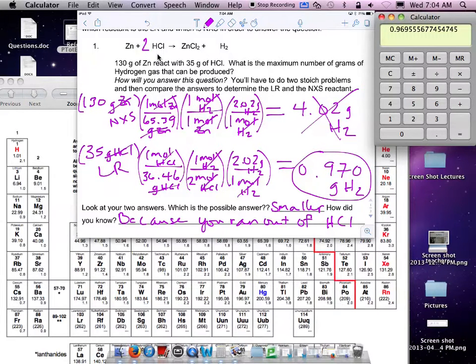So this is how you would solve your problem. So the answer to what is the maximum number of grams of hydrogen gas that can be produced? 0.970 grams of hydrogen, based on the fact that HCl was our LR. When we ran out of it, the reaction stopped, so this is our answer. That's it. That's LR calculations.